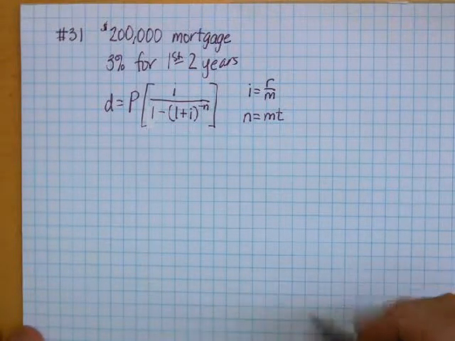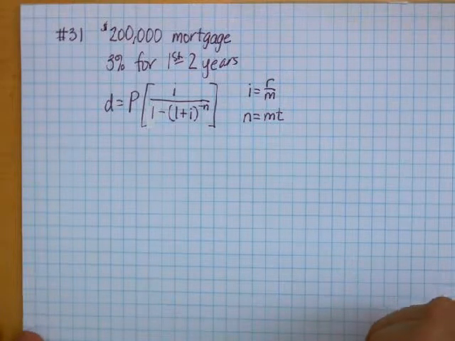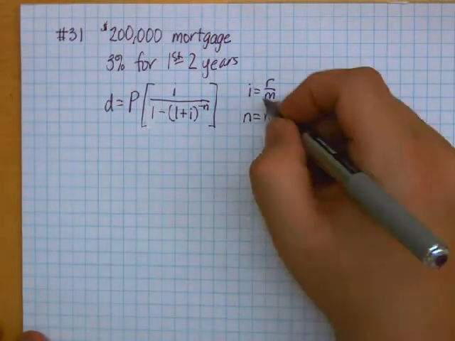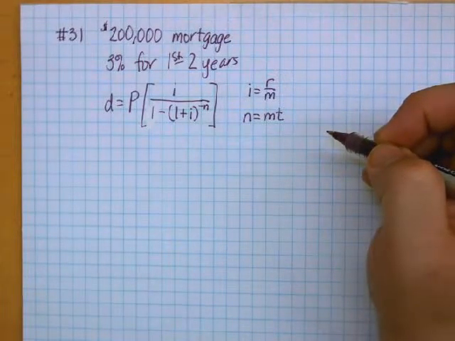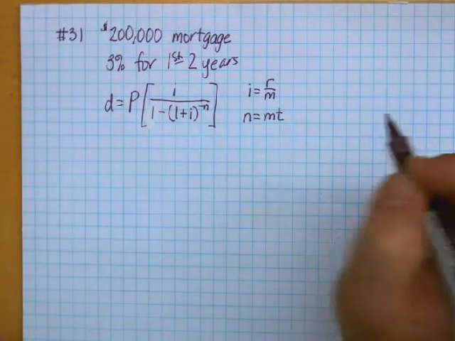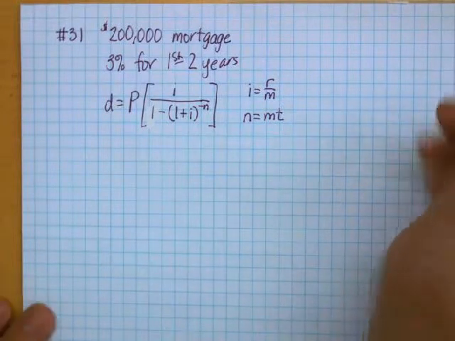So we have a $200,000 mortgage, 3% interest for the first 2 years, and then it's going to be an adjustable rate after that, which ends up being 5% in the problem. But our first question is, what is our original payment at 3%?